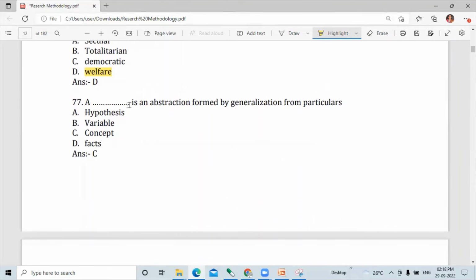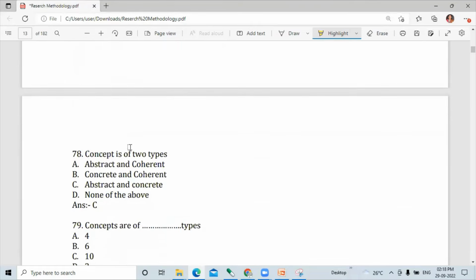Next question, a dash is an abstraction formed by generalization from particulars. What is the answer? Concept. A concept is an abstraction formed by generalization from particulars. Concept is of two types. So what are the two types? The answer is abstract and concrete. The two types are, one is abstract and another is concrete.